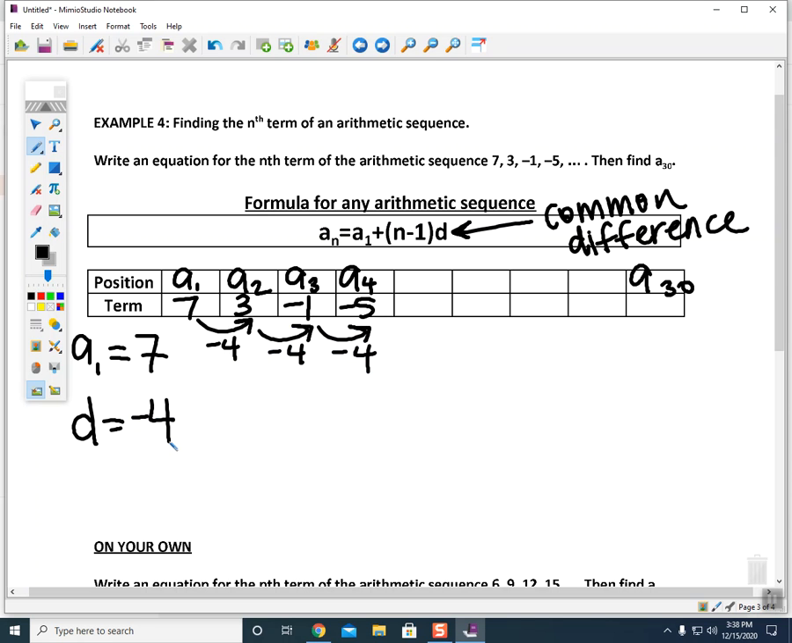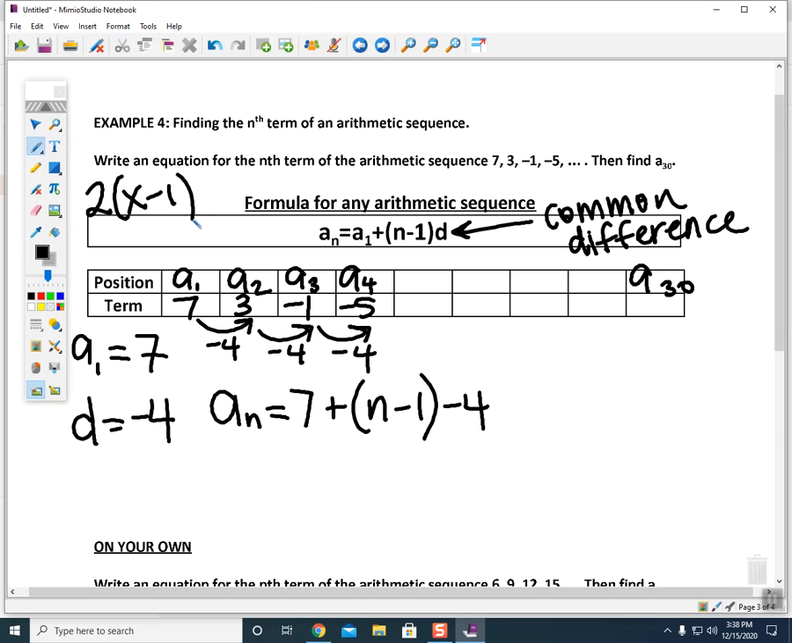Then I can just plug these into my equation. So I would have a sub n equals 7 plus n minus 1 times -4. Now, when we are dealing with distribution, we're used to seeing something like 2 times x minus 1, right? And then we would know, well, I'm going to take the 2 and I'm going to distribute it.